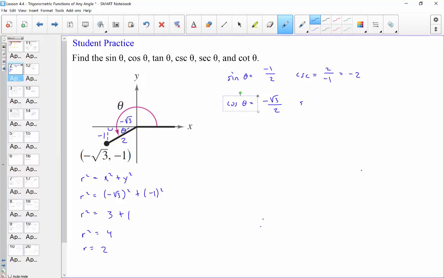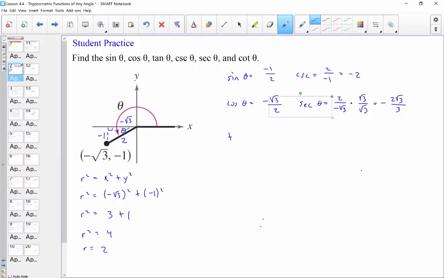The secant of theta equals the hypotenuse, 2, over the adjacent side, -√3. We need to rationalize the denominator, multiplying the numerator and denominator by the square root of 3. And we get -2 times the square root of 3 over 3.